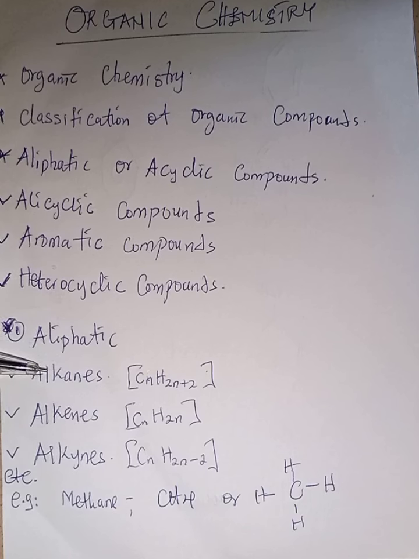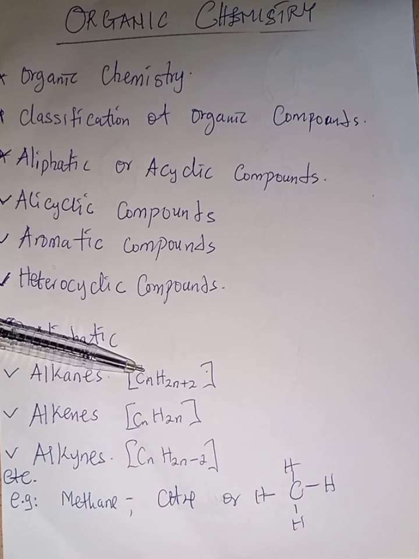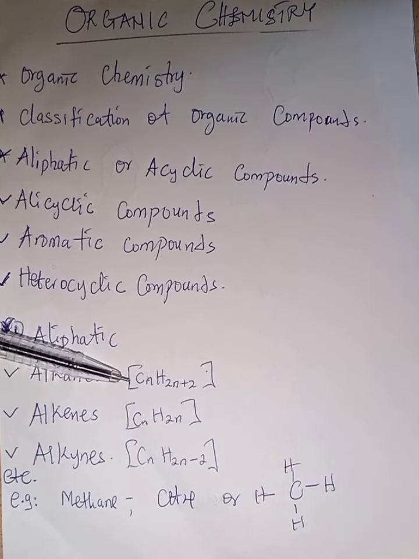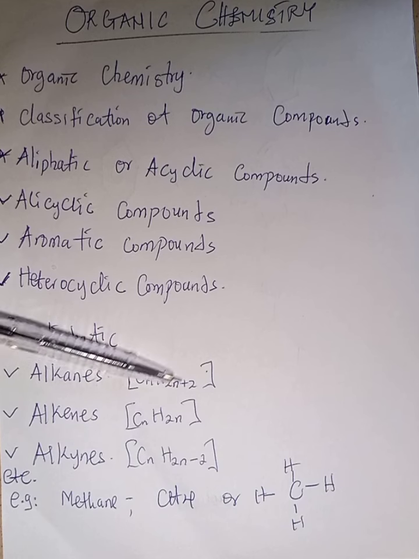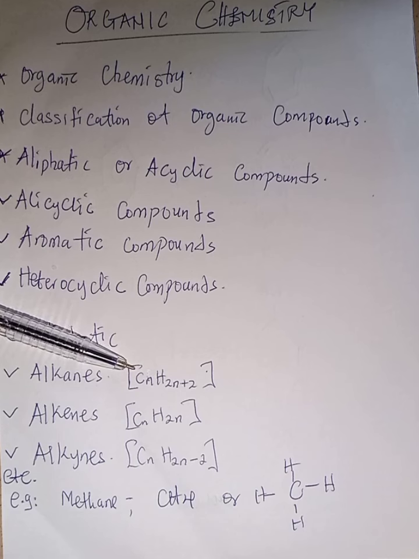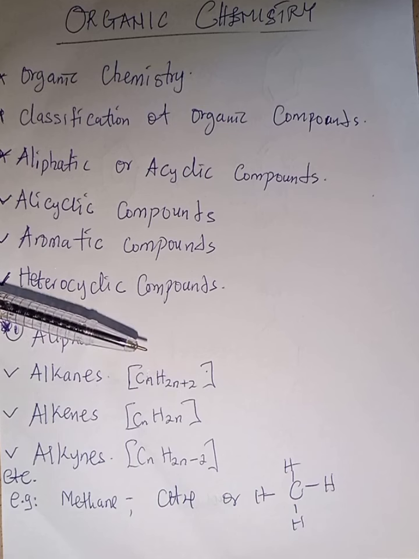So remember, alkane is a type of aliphatic compound that possesses carbon single bonds and is saturated because of these carbon single bonds. And it has a general formula of CnH2n+2. This one will give us all the molecular formulas of the alkane series.